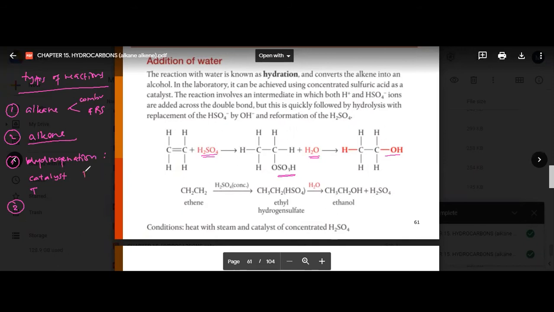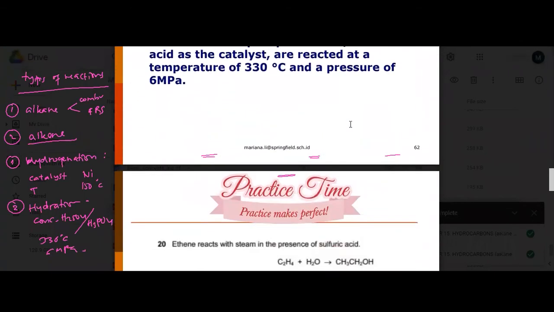So hydrogenation uses nickel at 150 degrees Celsius. Hydration uses concentrated sulfuric acid or phosphoric acid, 330 degrees Celsius, 6 megapascal. Don't forget, water in vapor state, H2O gas.